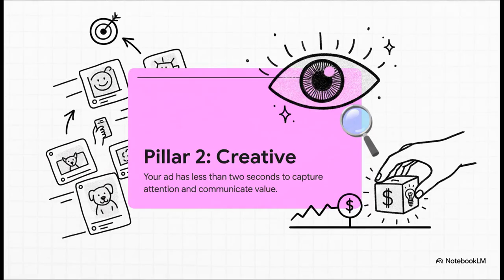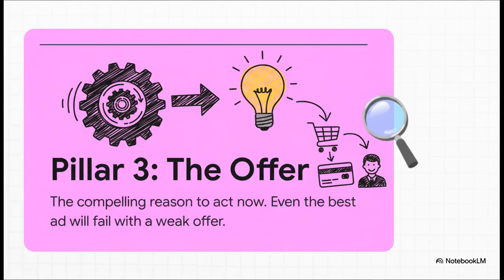Next up, pillar 2, the creative. This is your first impression, and you have like less than 2 seconds to make it count. Think about it. In a feed that is jam-packed with friends' photos and viral videos, your ad has to earn that attention. It's not just about looking pretty, it's about stopping the scroll dead in its tracks and instantly communicating, hey, this is for you. And the final pillar, and this one is so crucial, is the offer. You can have the perfect audience and a stunning ad, but if the reason to click is weak, guess what? Nothing happens. Your offer is the engine of your ad. It's the thing that turns someone who's just passively scrolling into an active customer.